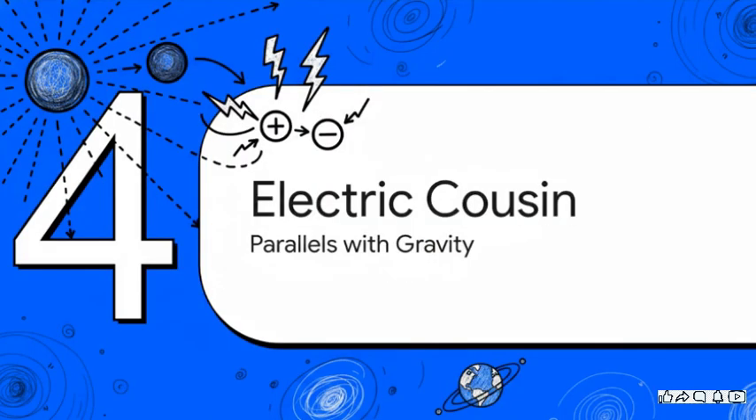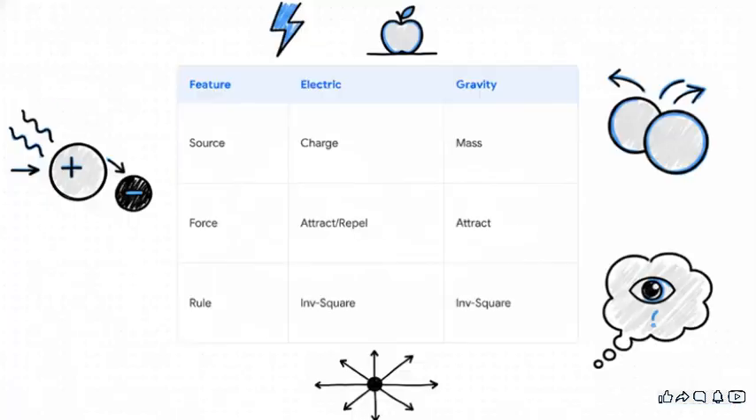All right, section 4, electric cousin, parallels with gravity. To really ground this concept, we need to look at the fascinating parallel between electric fields and a force you experience literally every single second: gravity. Notice how Newton's law relies on mass, while Coulomb's law for electric fields relies on electric charge. Both are central, conservative forces that obey an inverse square law, meaning their strength drops off rapidly over distance.